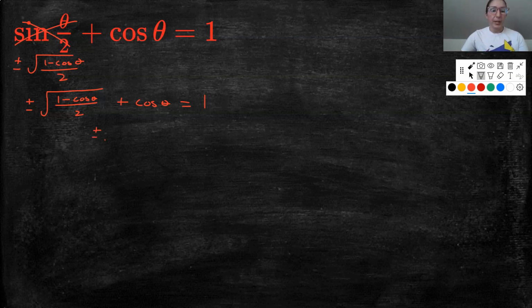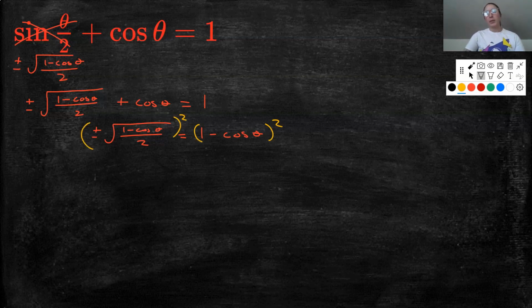So I have plus or minus square root 1 minus cosine theta over 2. Subtract cosine from both sides, 1 minus cosine theta. I have isolated the square root. Now, what I'm going to do is square both sides. This not only takes care of the plus or minus, right, because a negative squared becomes positive, a positive squared also becomes positive.